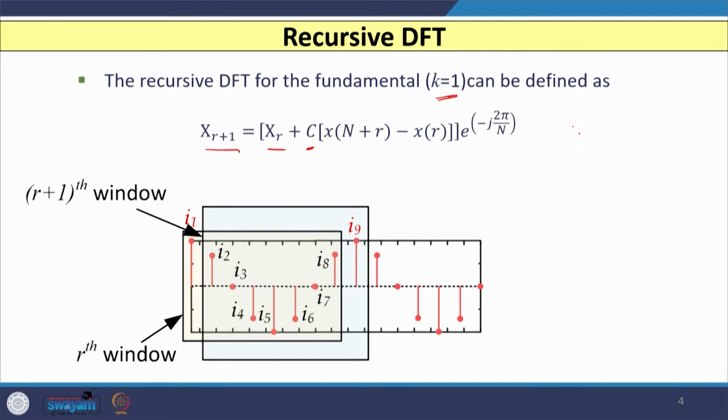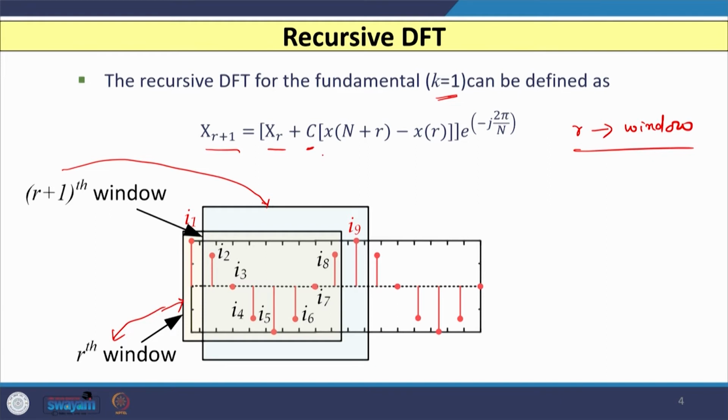Now, here r is nothing but a particular window. So, here you can see the two windows I have shown. This window is your rth window and the next window is your r plus 1th window. And as I explained earlier, when you move from the rth window to the r plus 1th window, only the two samples, I1 and I9, you need to consider. The remaining samples are the same with reference to the previous rth window.